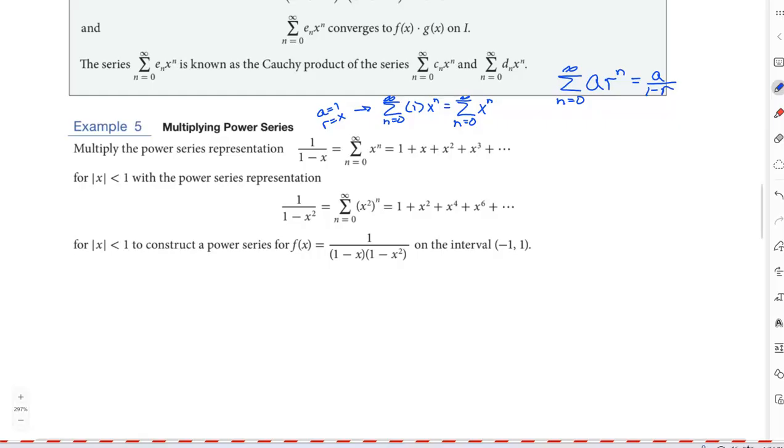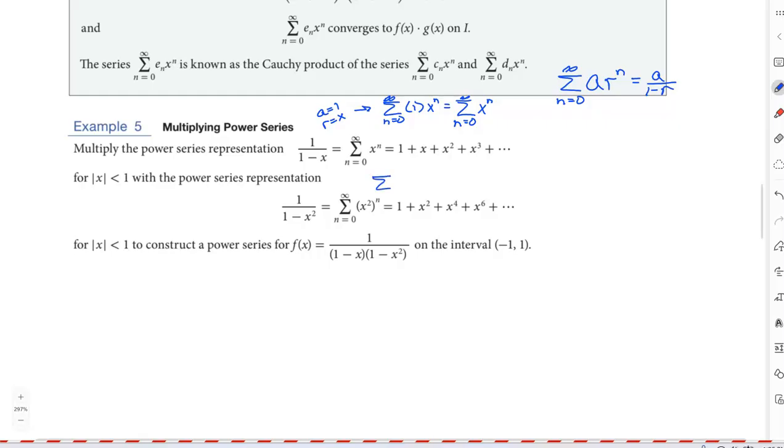If I plug in 1, I would have x to the first. If I plug in 2, I get x squared. 3 gives me x cubed, and so on. And if I were to tweak this, let's replace this x with an x squared. And then I would do the same thing here. I would replace this x with x squared.